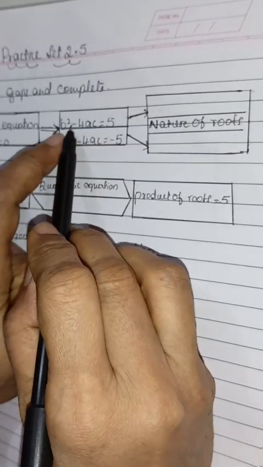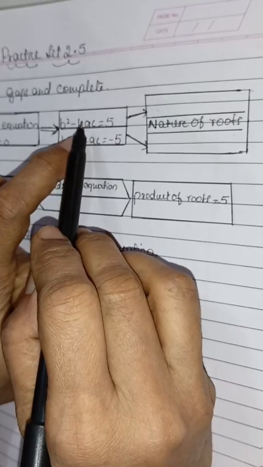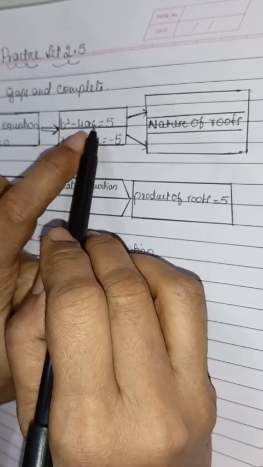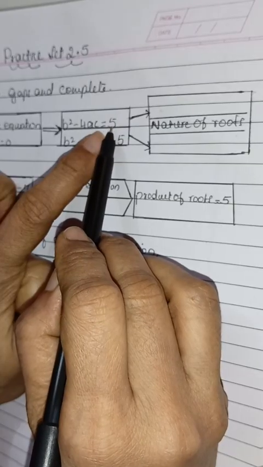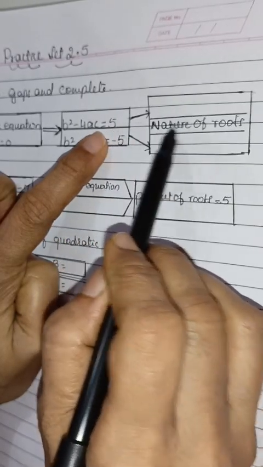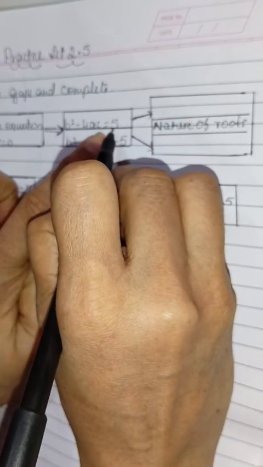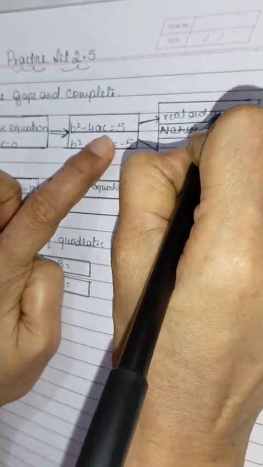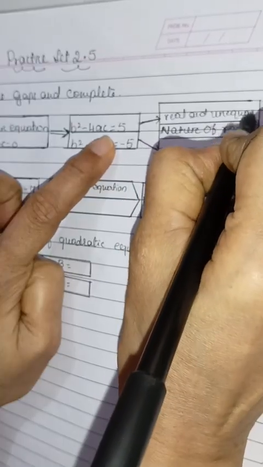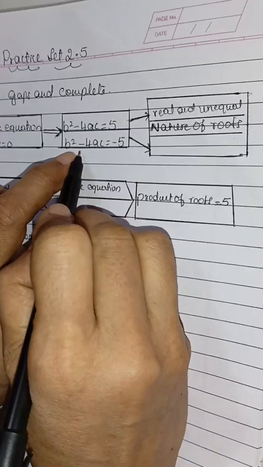This b square minus 4ac is called delta, also called the discriminant, and this delta is greater than 0. This 5 is greater than 0. Therefore, what is the nature of the roots? Real, and greater than 0 means unequal. So real and unequal.